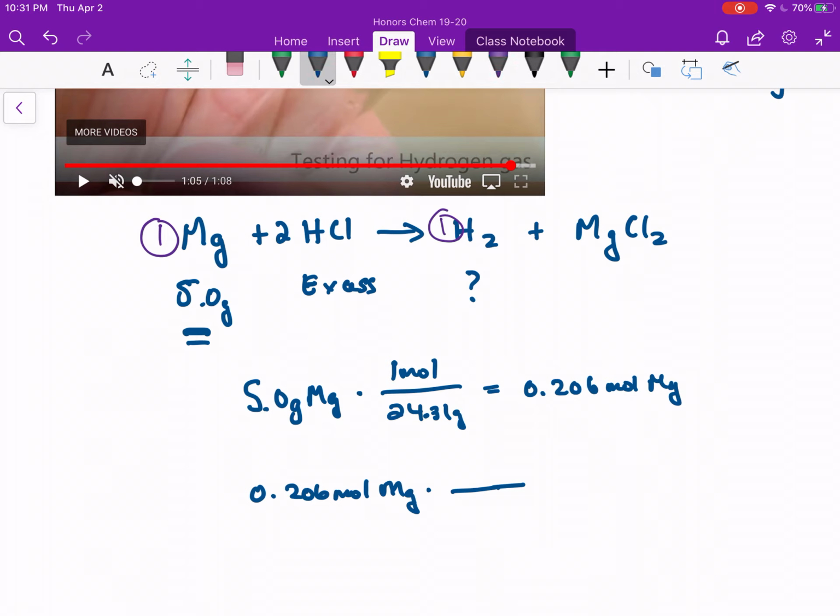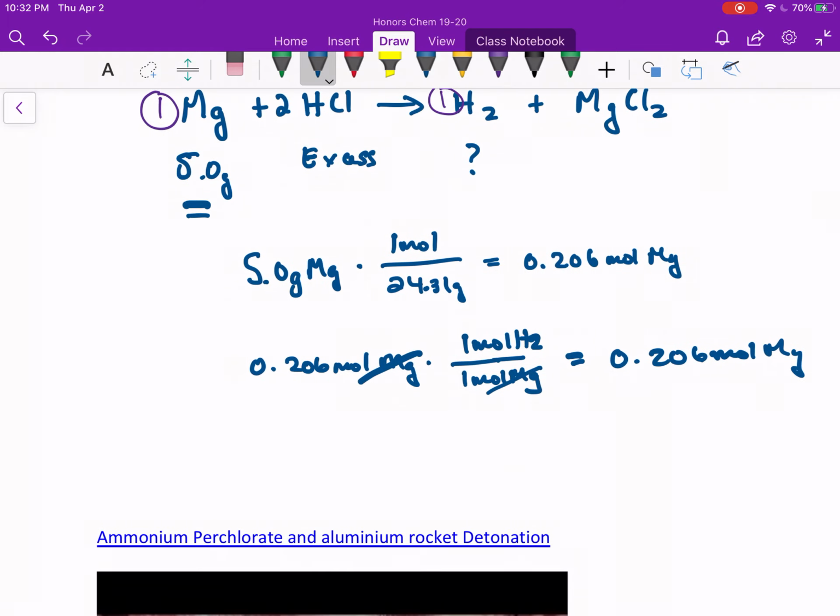And so if I look at this, we now remember where we've been, we put on the bottom. So for every 1 mole of magnesium, so those things can cancel, I'm going to get 1 mole of hydrogen gas. And so those would cancel. That would give me my 0.206 moles of magnesium. And then once I have that, 0.206 moles of, I lied over here. That's not magnesium because we mole ratioed it, we turned it into hydrogen gas.